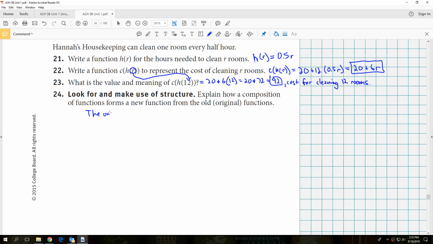So the output of one function becomes the input of another function.